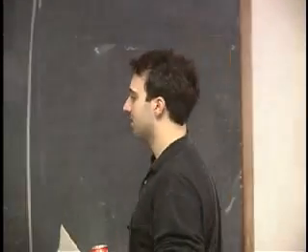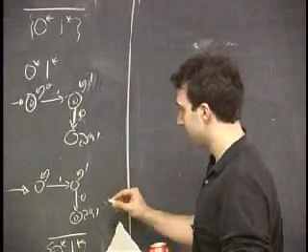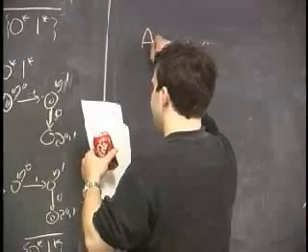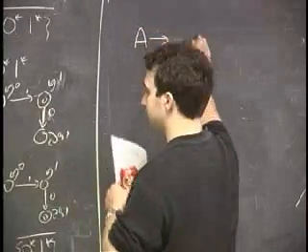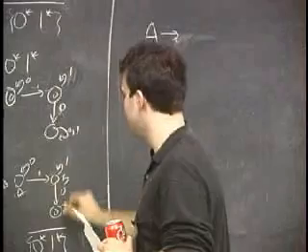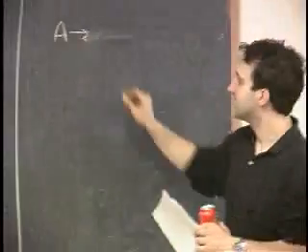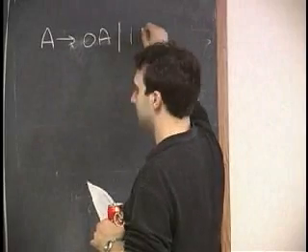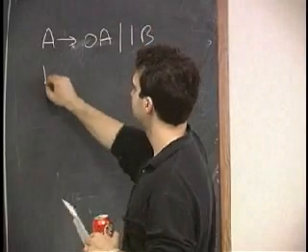So what's the grammar? Someone give me a grammar. A goes to 0A. Right, so this is A, B, C. A will go on a 0, it goes back to A, or it could go to B on a 1.